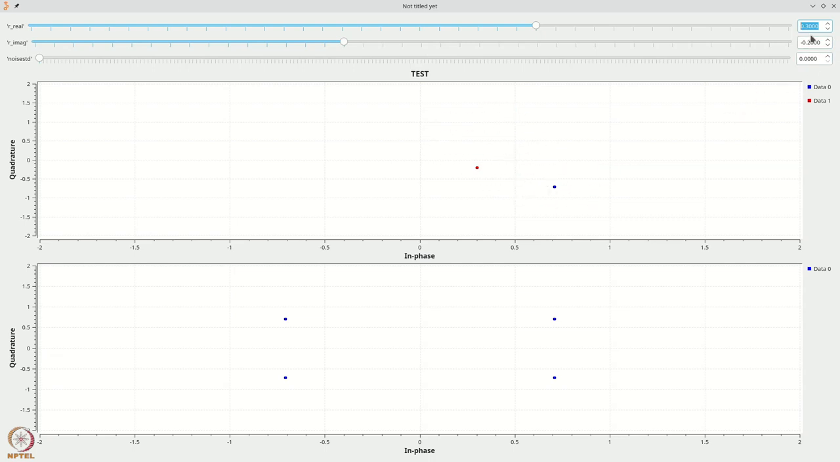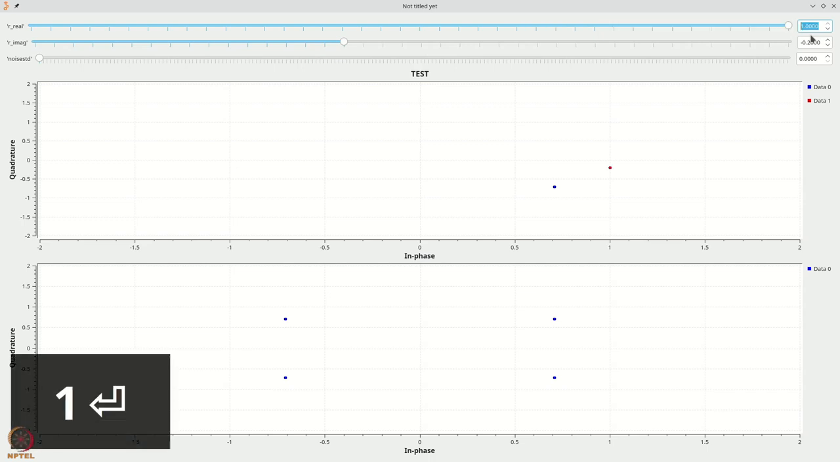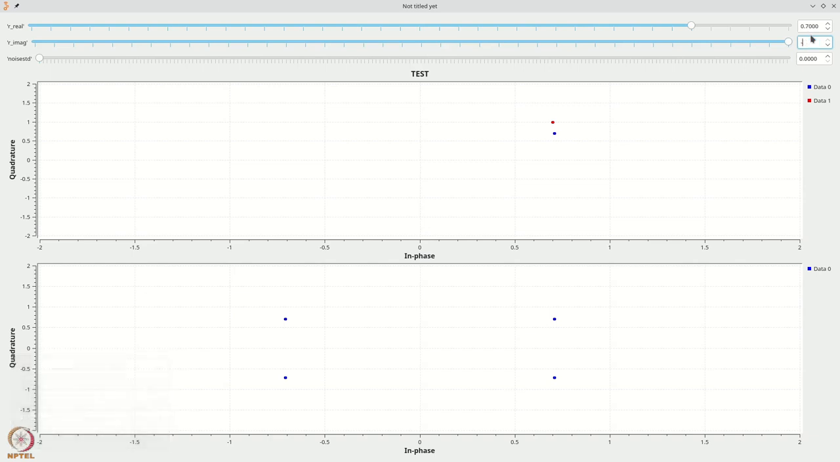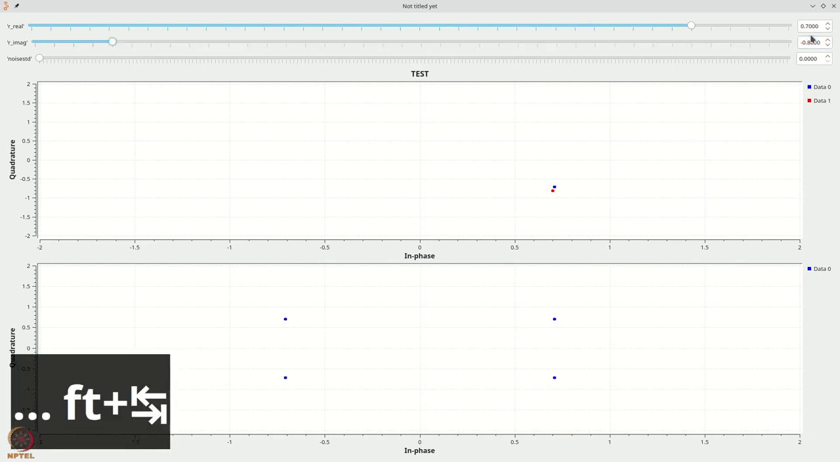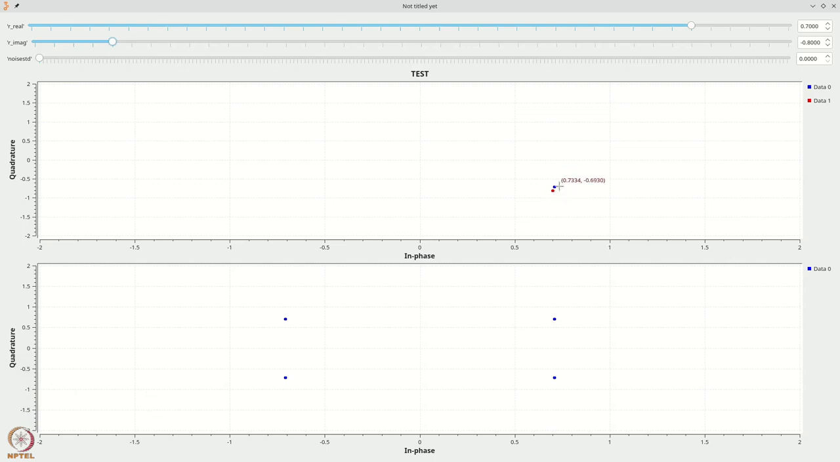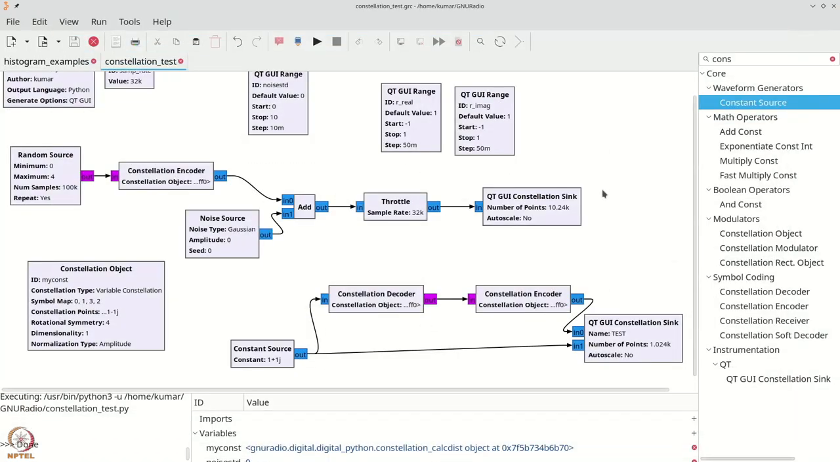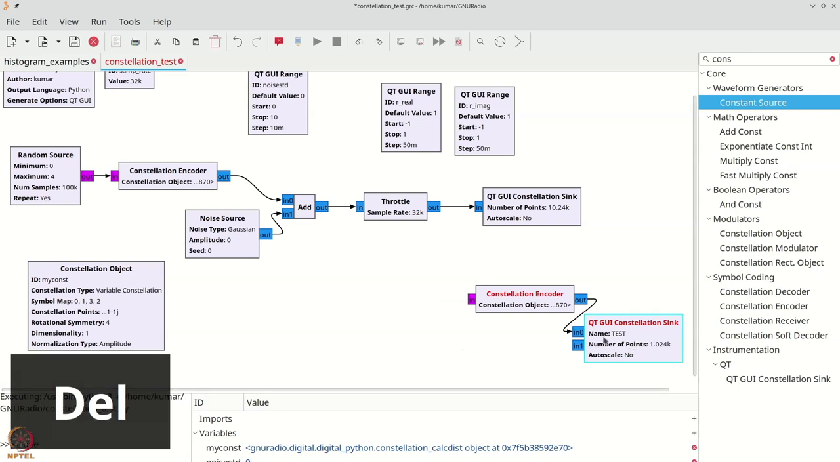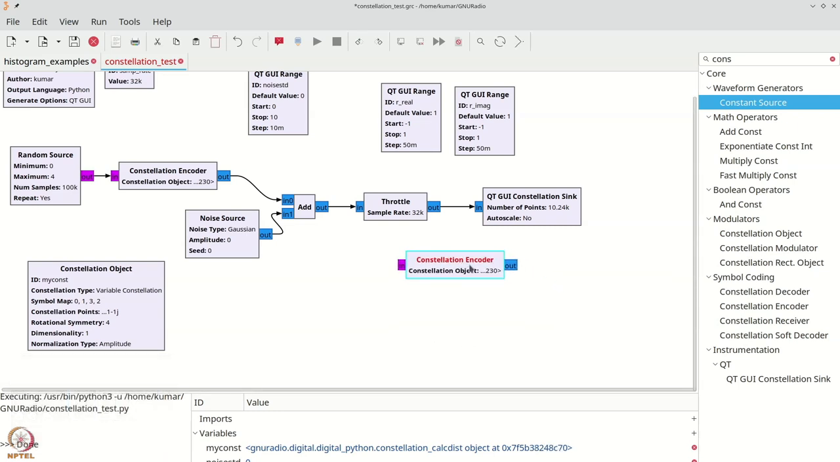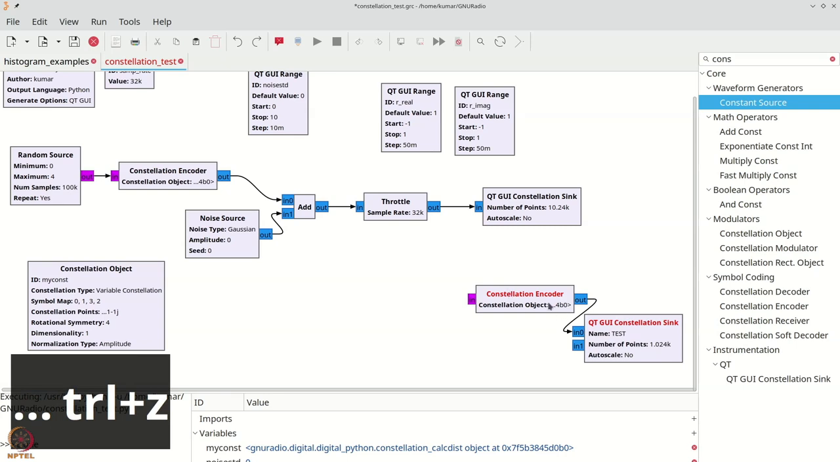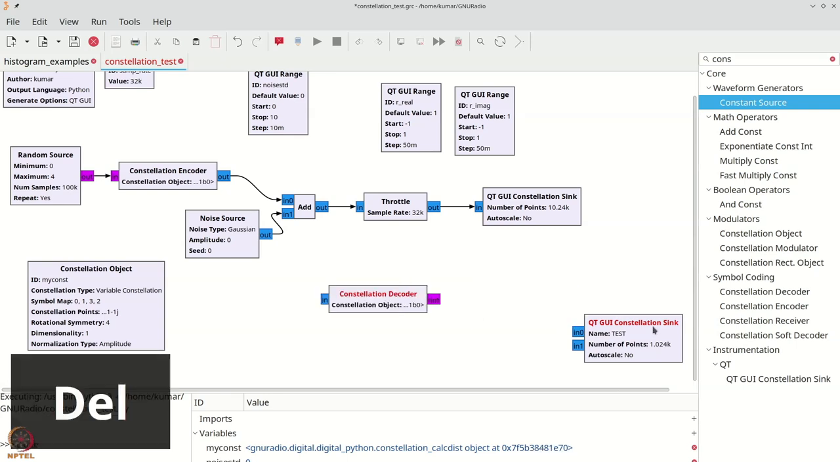Even if you scale it, for example, if I'm now going to do 1 plus 1j, it's still this. Let us do 0.7 plus 0.8. So it does a good job of finding the minimum distance point. In essence, the constellation decoder does the job for you. So let us now get rid of our test setup, Control Z, but just keep the constellation decoder.